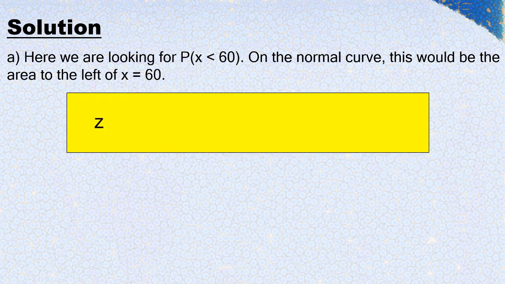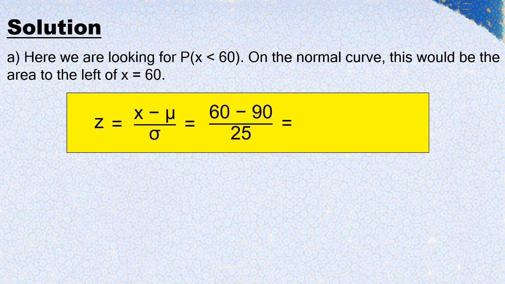So when x is 60, z is going to equal 60 minus 90, because 90 was the average, over 25, because 25 was the standard deviation. 60 minus 90 is negative 30, so we get negative 30 over 25, and negative 30 over 25 is negative 1.20. Now, your calculator might tell you it's negative 1.2, and that's fine, but remember, we're going to use this z-score on the table, and when we use the z-score on the table, our z-scores have to have 2 decimal places. So that's why I put the 0 at the end.